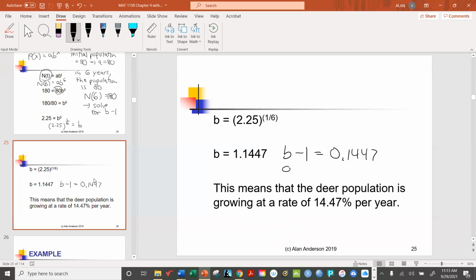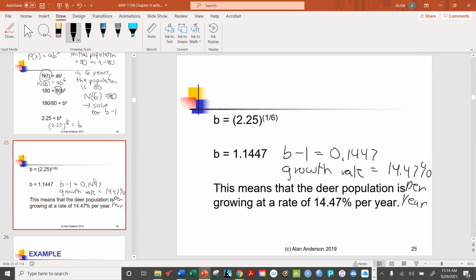So therefore, the growth rate is 14.47% per year. And that's it. So the deer are growing at a rate of 14.47% per year.